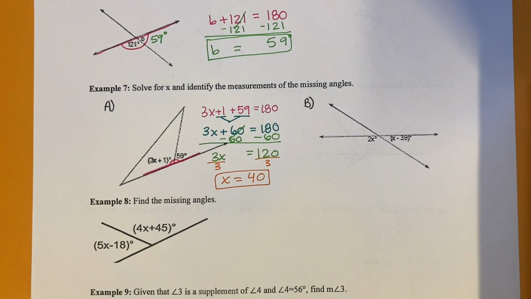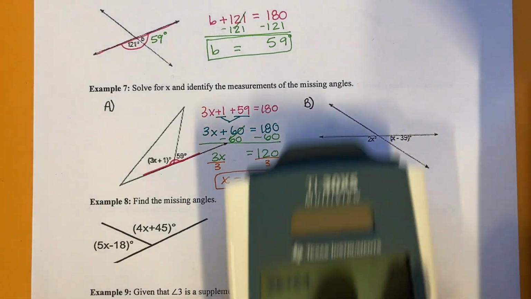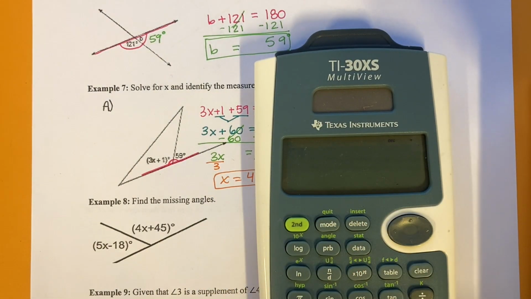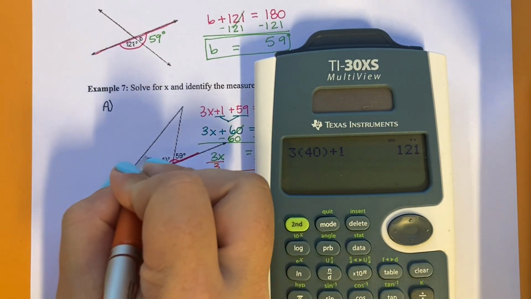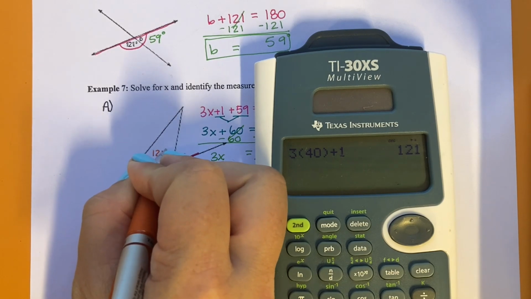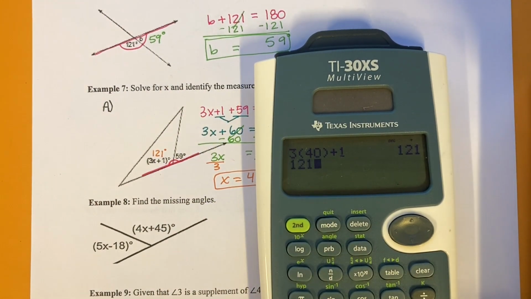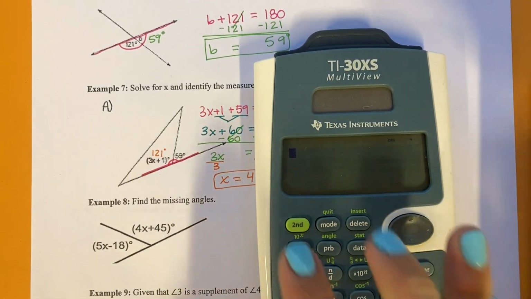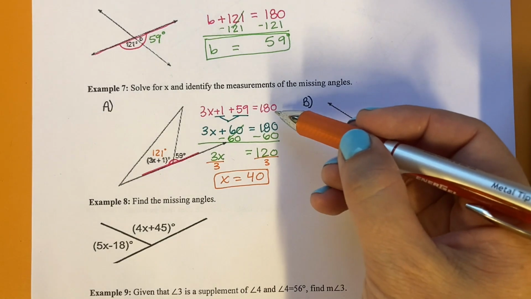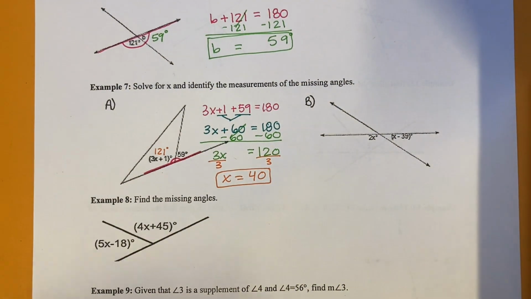And I'm going to plug it in to check my work. 3 times 40 plus 1 is 121. 121 plus 59 is 180 together, so we are good. There were no errors within the algebra.